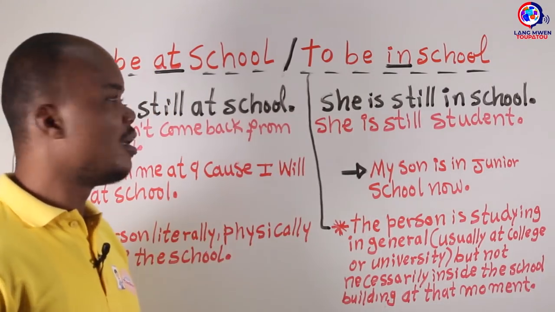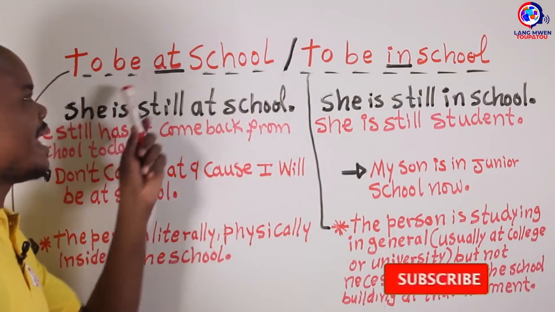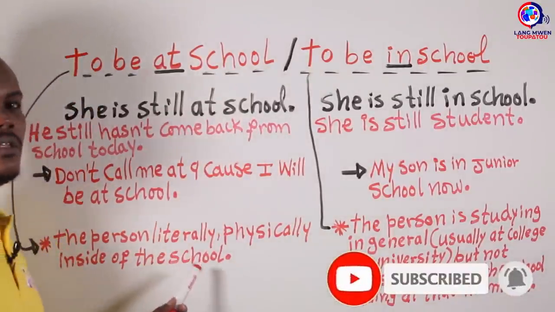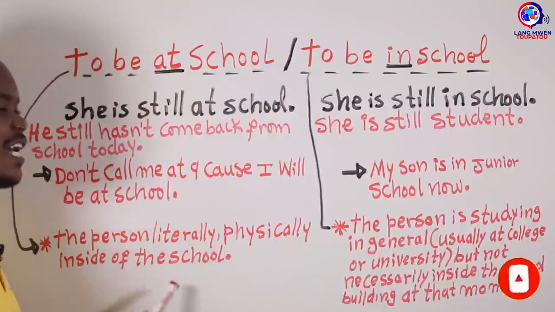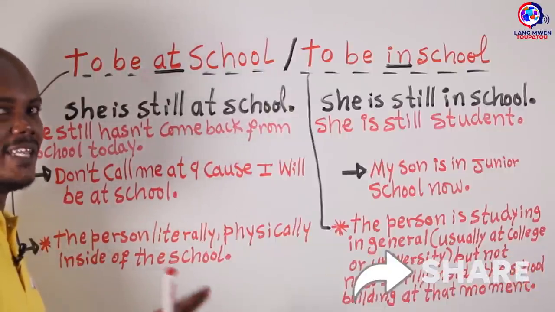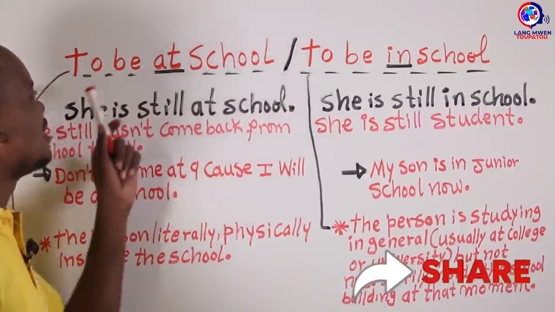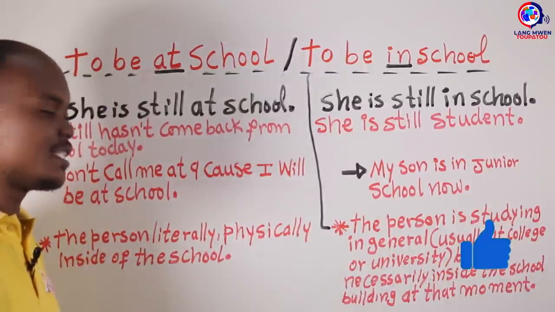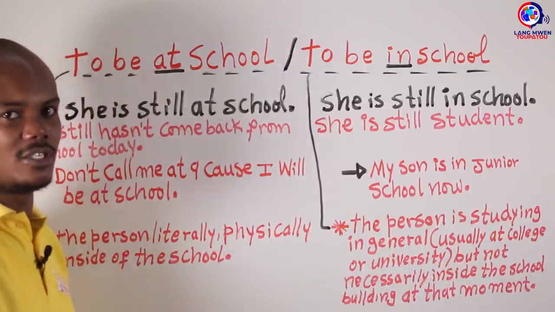To be in school. So, you say to be at school when the person is literally or physically inside of the school. Okay, that's very simple. You say to be at school when the person is literally or physically inside of the school.